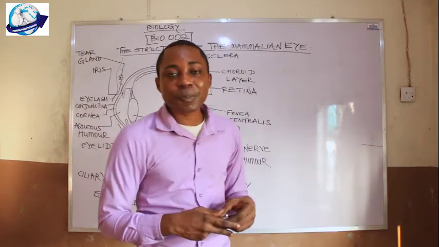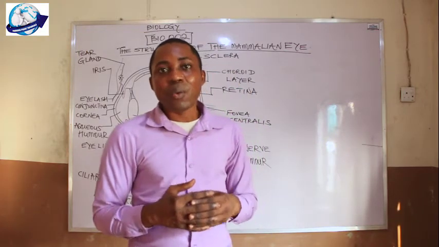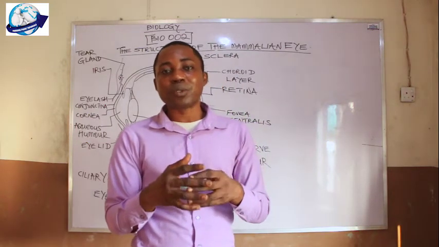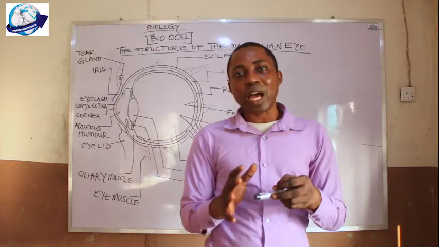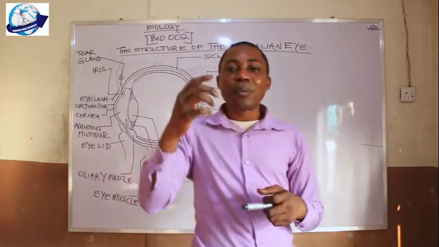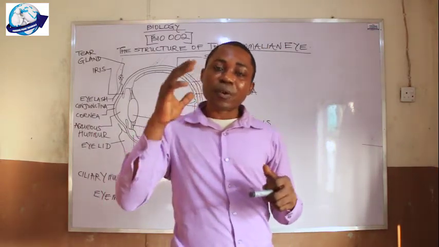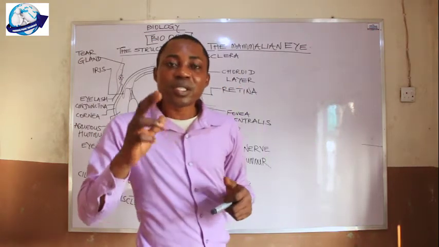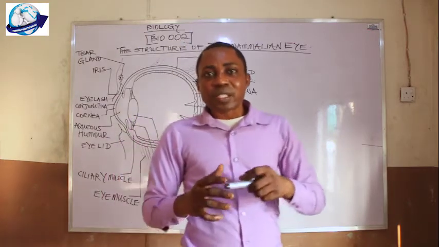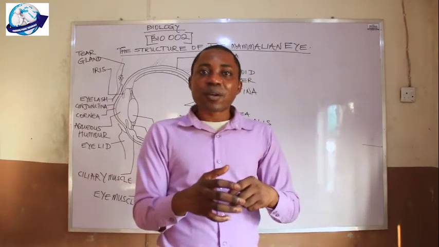Then there are other aspects to consider in this study of the mammalian eye. One of them is the accommodation of the eye. The accommodation of the eye is the ability of the eye to focus on both far and near objects. And this ability is brought about by the alteration of the length of the lens.